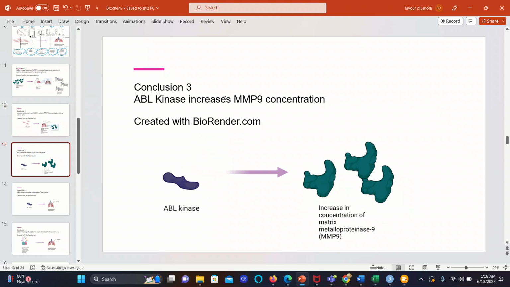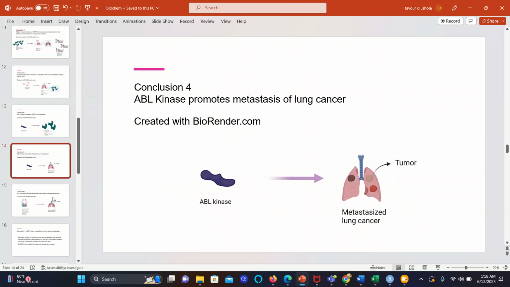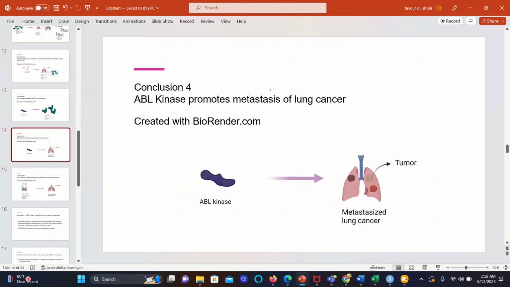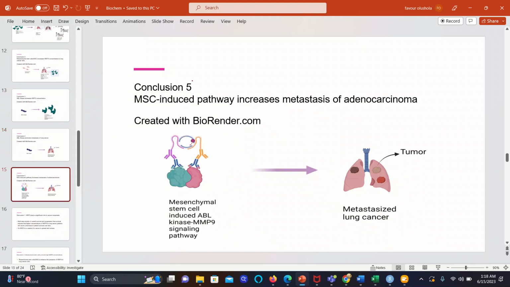Our third conclusion, ABL kinase will increase MMP9 concentrations, again as depicted by this image. Then the fourth conclusion, ABL kinase will promote metastasis of lung cancer. And the fifth conclusion, the MSC-induced pathway, which is the mesenchymal stem cell-induced ABL kinase MMP9 signaling pathway, will increase metastasis of adenocarcinoma. This is the type of lung cancer that we're looking at for this presentation.